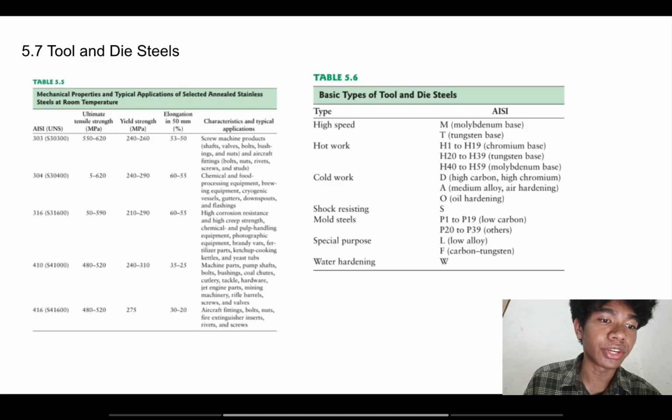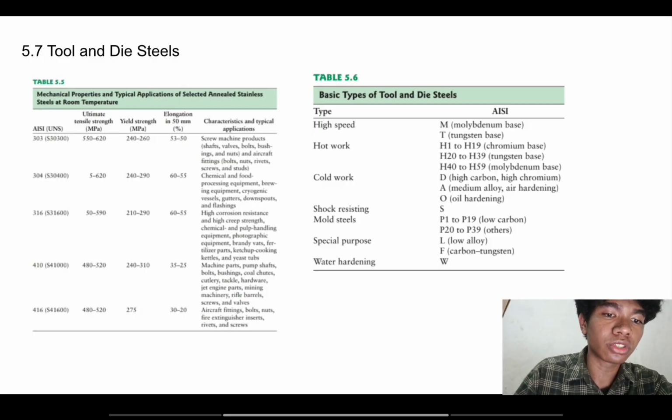the tool and die steels. So as you can see here, there are some of the tool and die steel here in the table 5.5. There are austenitic 200 and 300, and it's generally composed of chromium and nickel and manganese in iron. So they are non-magnetic and have excellent corrosion resistance. Ferritic is similar to the previous slide. The steel has several advantages.